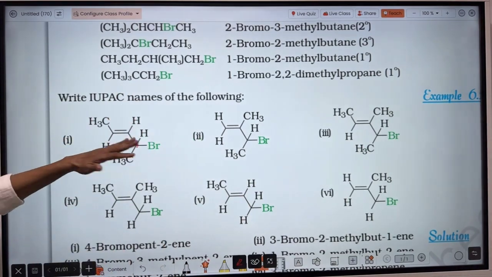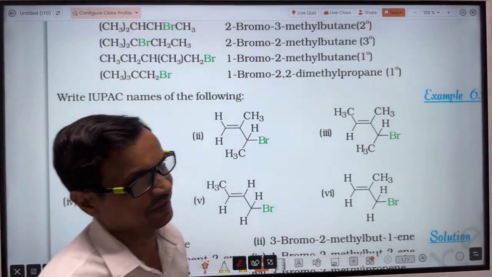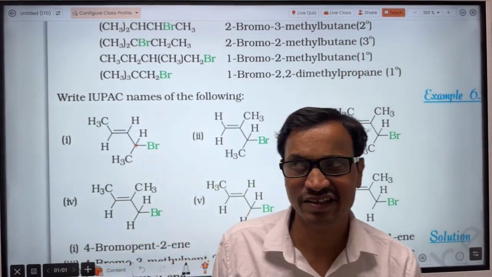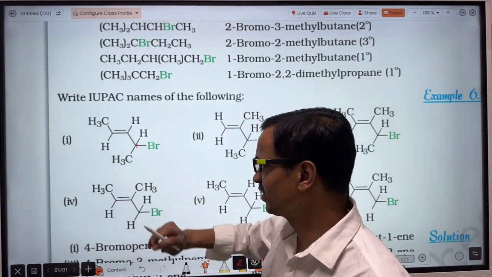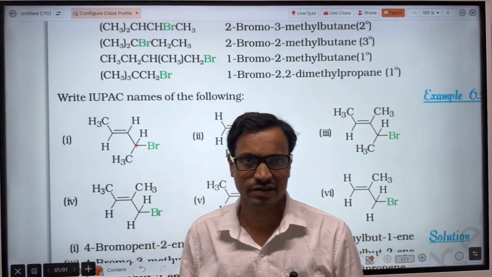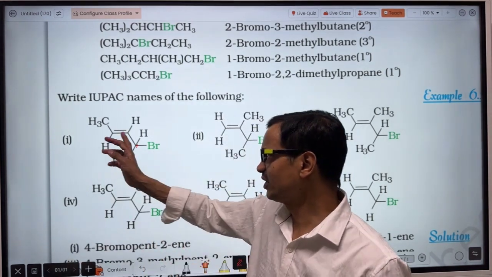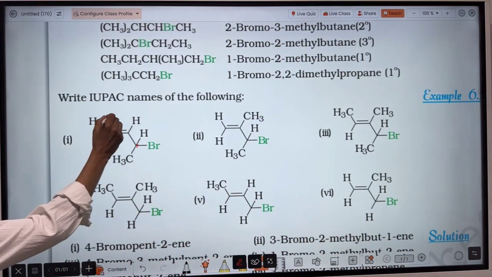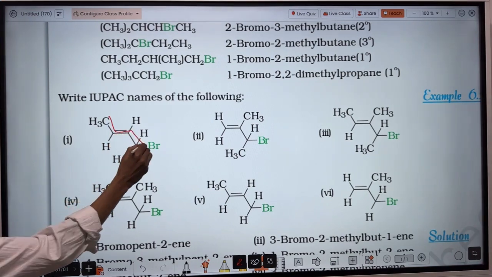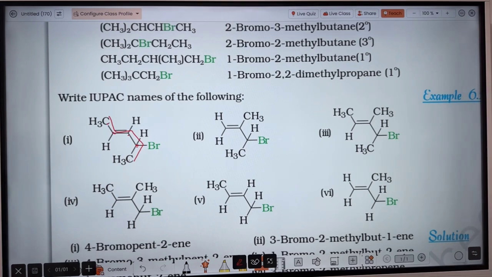In this compound, there is a double bond and bromine also. Your first step will be to select the chain, and you will have to select that longest carbon chain which must include the double bond as well as the halogen. That is possible when you select this chain. So that chain will include this one and this one. So how much carbon? 1, 2, 3, 4, 5. 5 carbon will be there.